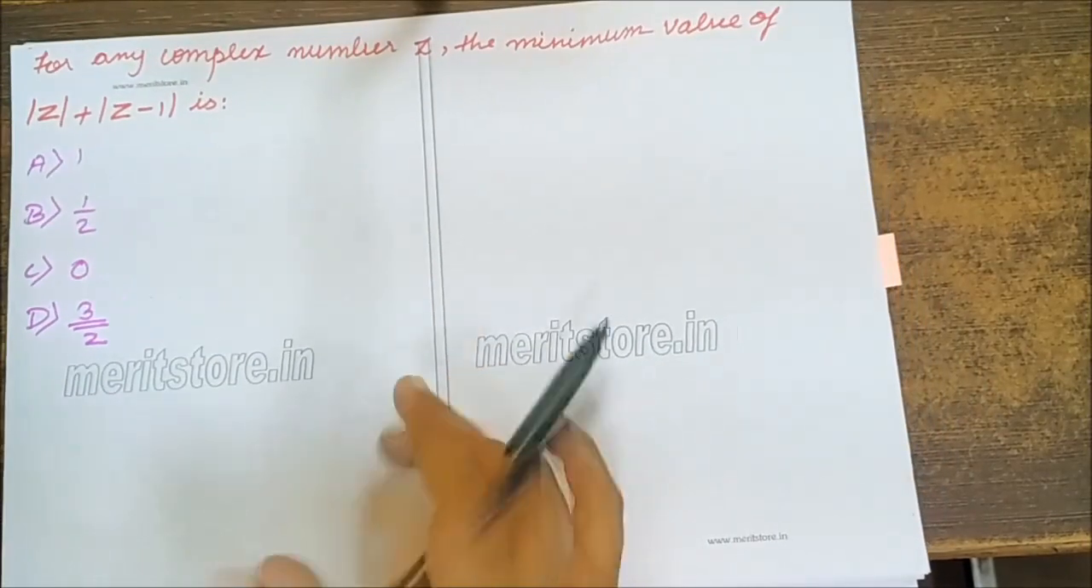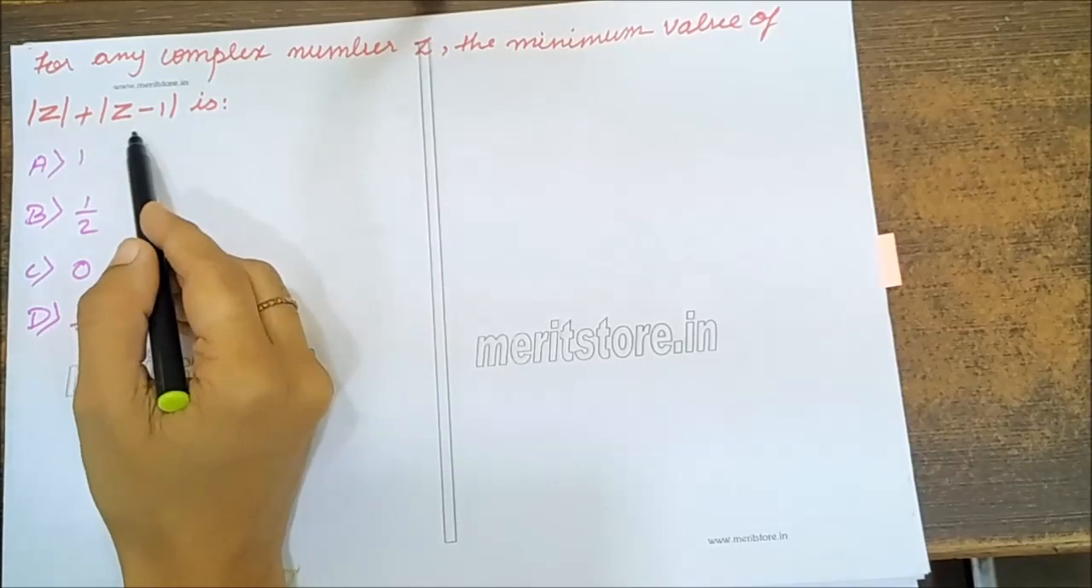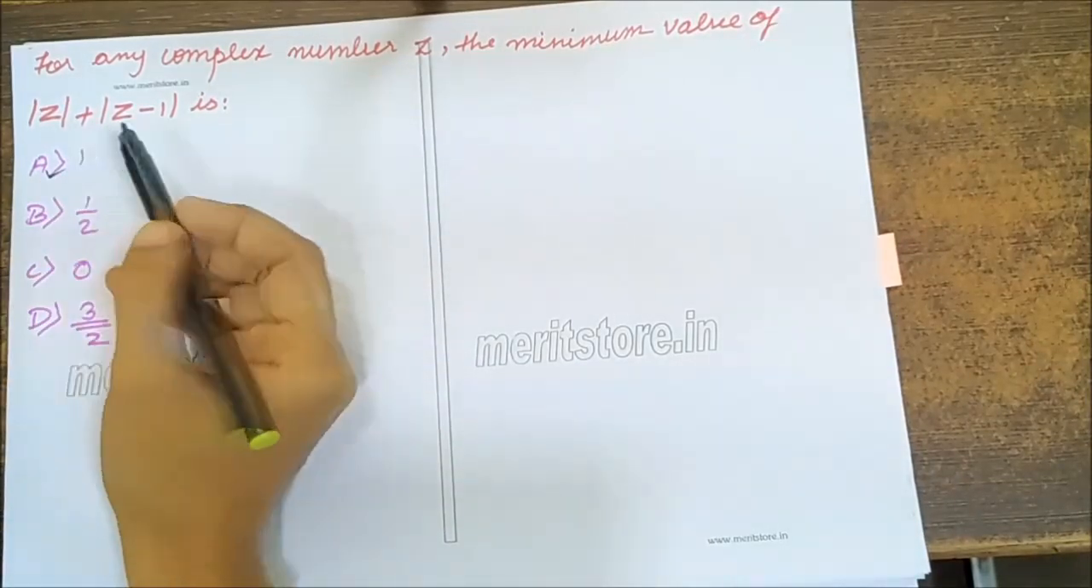For any complex number z, the minimum value of modulus of z plus modulus of z minus 1 is equal to 1.